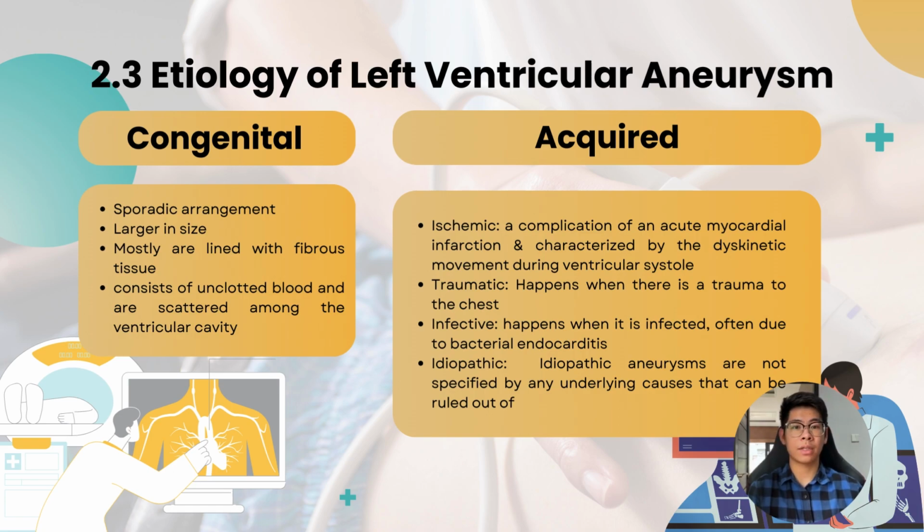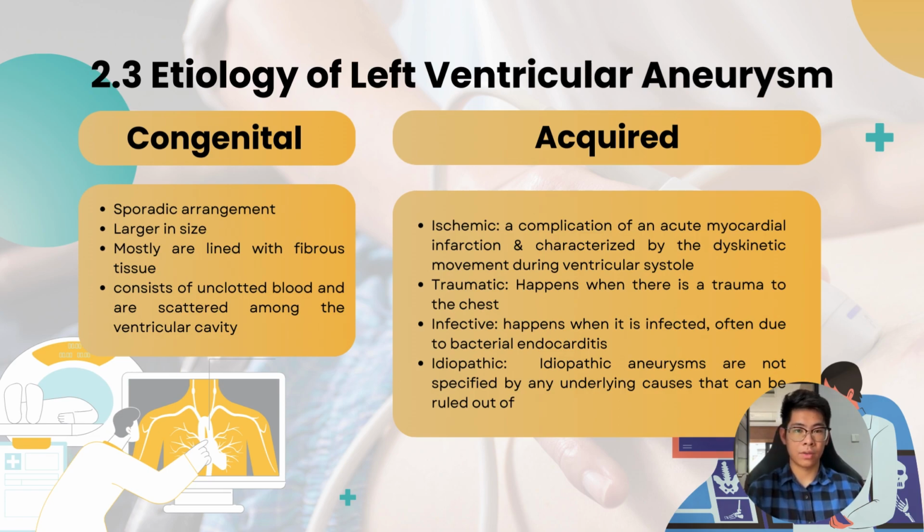I'm going to explain about the etiology of left ventricular aneurysm. Left ventricular aneurysm etiology may vary, with the first group being congenital aneurysm. The sporadic arrangement of the congenital aneurysm specifies and differentiates it from the others. Congenital aneurysm is normally larger in size and mostly lined with fibrous tissues, with unclotted blood scattered among the ventricular cavity.